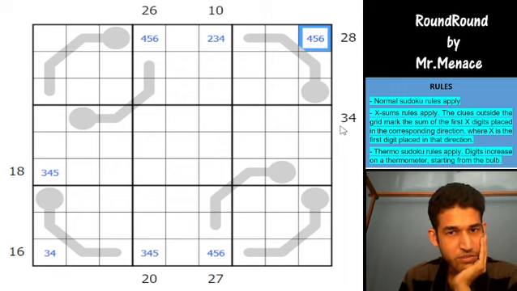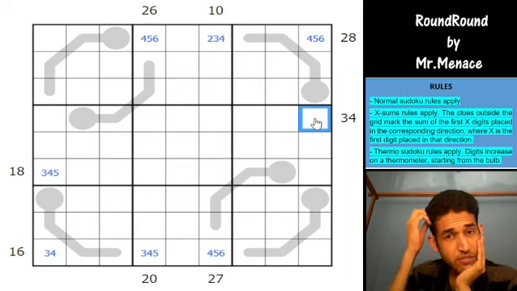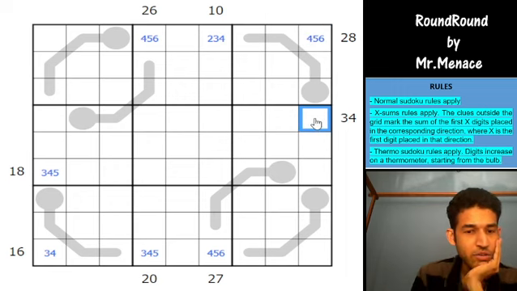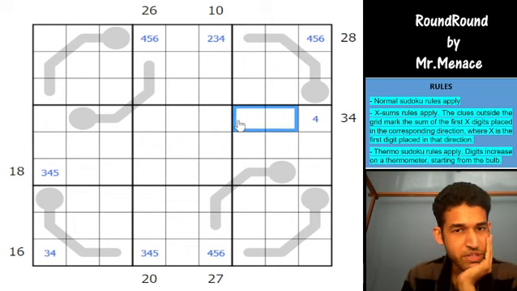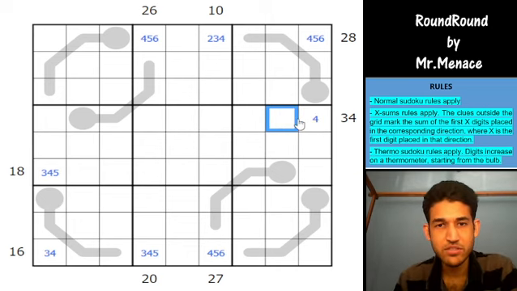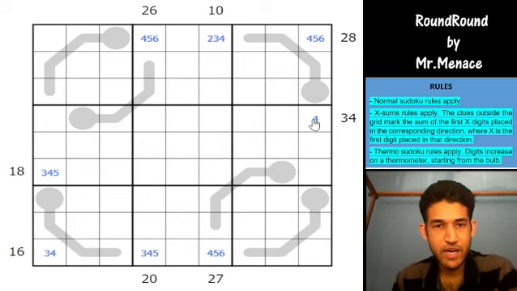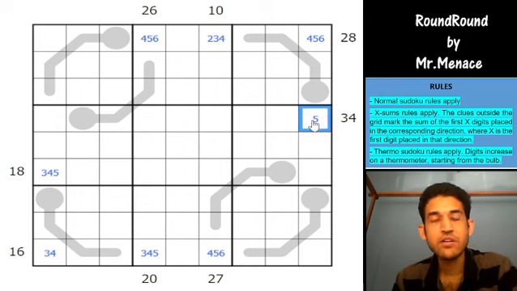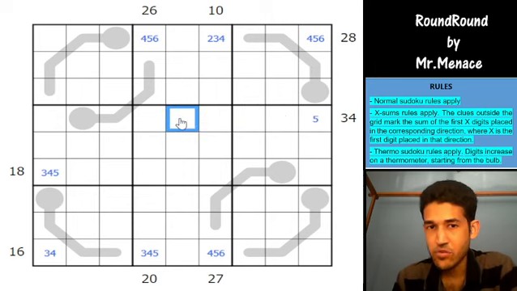Okay, the last clue left here. So let us start with the 34. So you can't have a 4, right? Because these three cells must sum up to 30 then, which is not possible. 5 is possible, I think. These cells must sum up to 29.